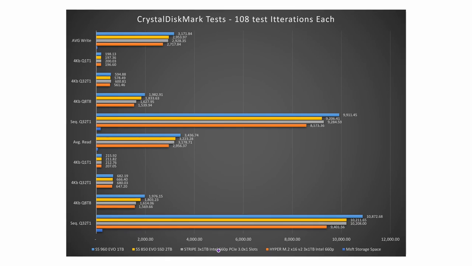And by rigorous, what I mean is we ran on each of these different drive or drive arrays CrystalDiskMark tests. We ran 12 different cycles of 9 iterations each, giving us a total of 108 iterations on each of these drives, which should be statistically significant.